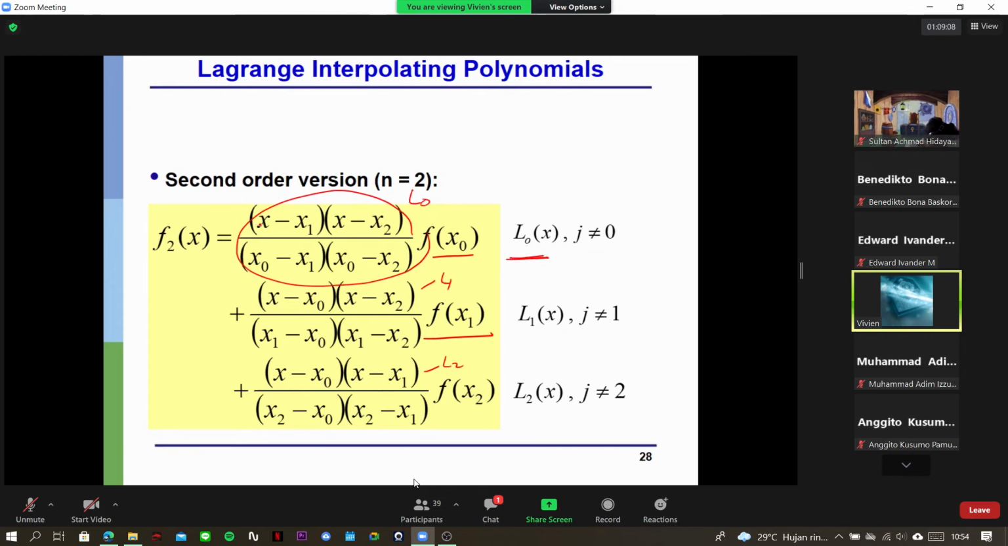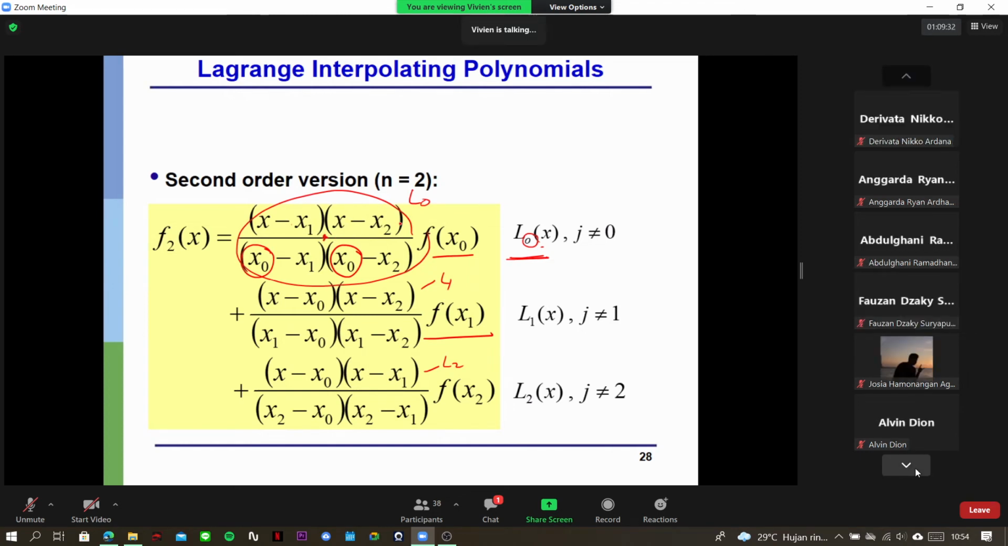That will be x minus x1. You see that x1 is used as the division at the bottom, so it should appear in the denominator. On the top, we have x, the interpolated value, minus all of the values except x0. So we have (x minus x1) over (x0 minus x1) times (x minus x2) over (x0 minus x2). Now this is L1.